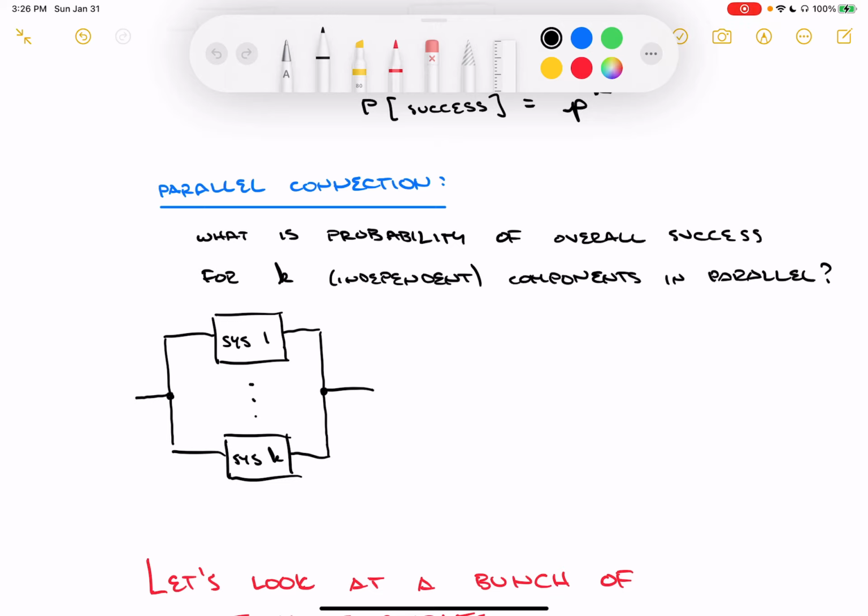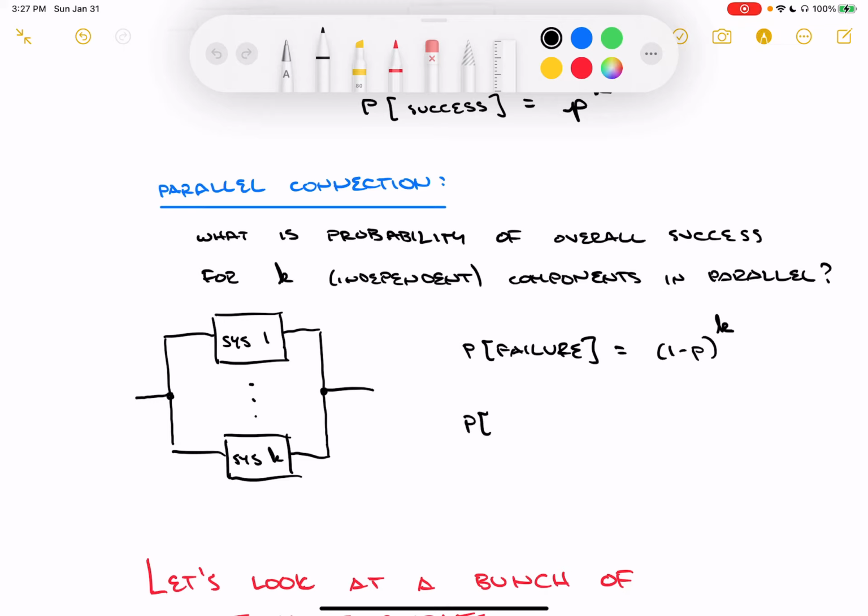So if I'm interested in the probability of this entire system succeeding, I'm going to start by looking at what its failure probability is. For a parallel connection, the only way that system fails is if every single one of them fails. So if I take a look at the probability of failure on this parallel connection, it's just going to be the failure probability of one of the components, right? And how many components have to all fail? They all have to fail, so that's going to be k of them. Because it's independent, we just multiply their probabilities together. So failure requires all k to fail, which would have probability (1 minus p) raised to the k.